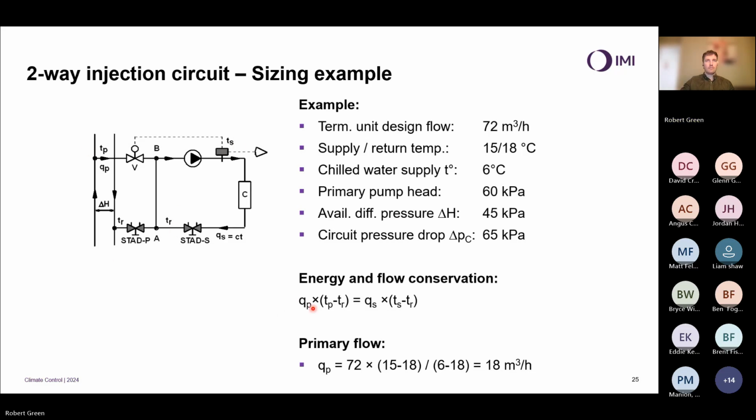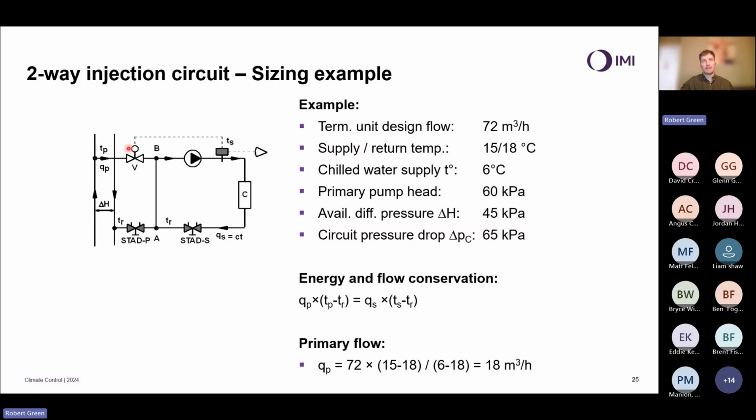the first thing we need to do is energy conservation and flow conservation. We need to ensure that the primary flow multiplied by the primary differential temperature, i.e. how much power we're delivering on the primary side, is equal to the power being consumed on the secondary side. We have to have an energy balance. Physically, you do not make or destroy energy. It has to be an energy balance.